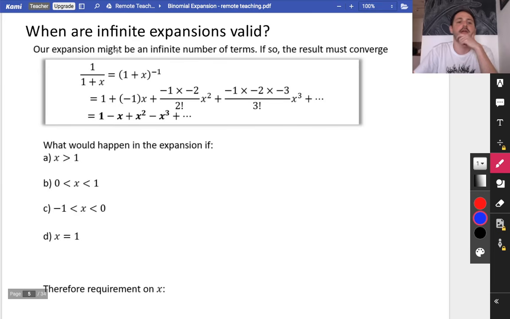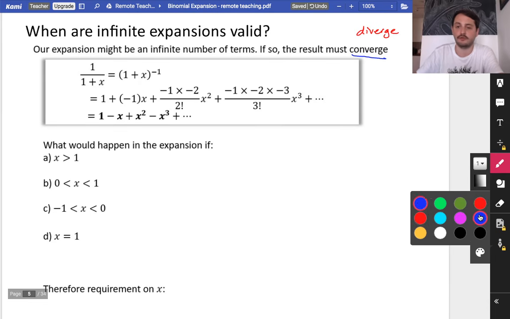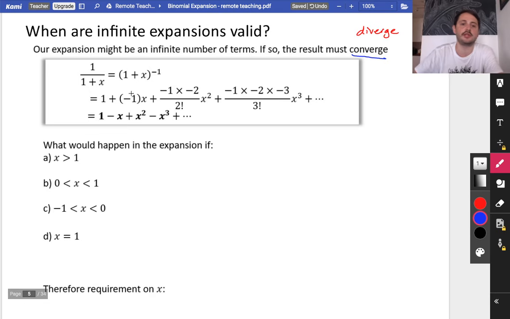So our expansion might be an infinite number of terms, and if so, the result must converge. Now you know what converge means from sequences and series. It means that it goes to a particular value. Think to yourself, what is the opposite of the word converge? The opposite of the word converge is to diverge, and diverging means it does not go towards a particular value, okay? For it to be valid, it needs to converge to a particular result.